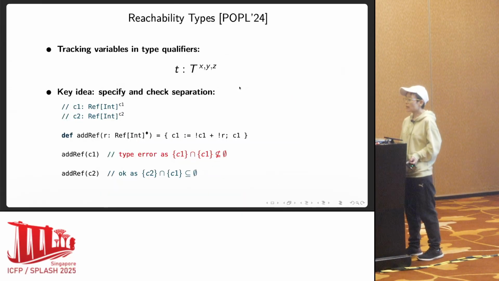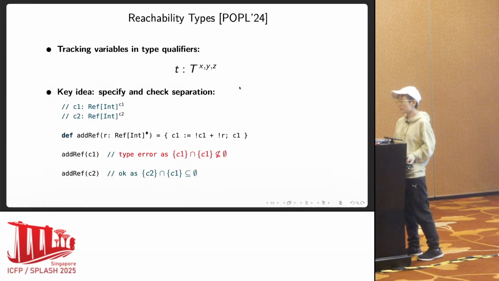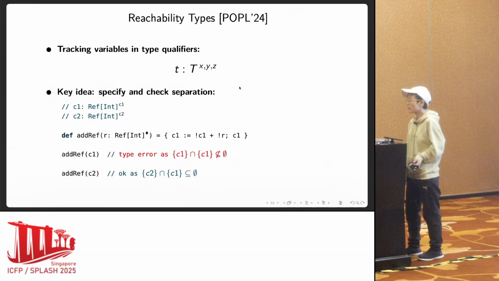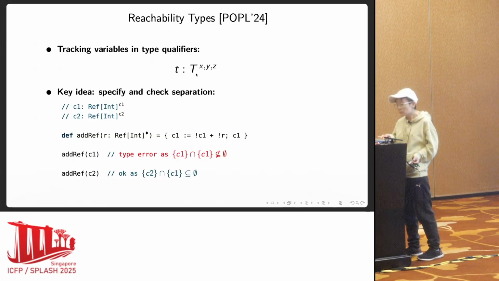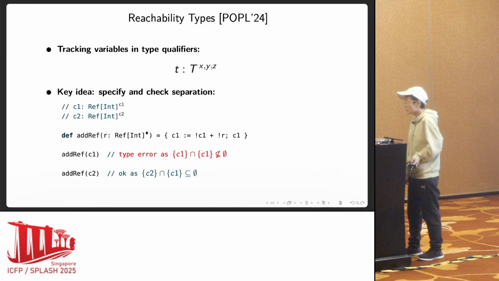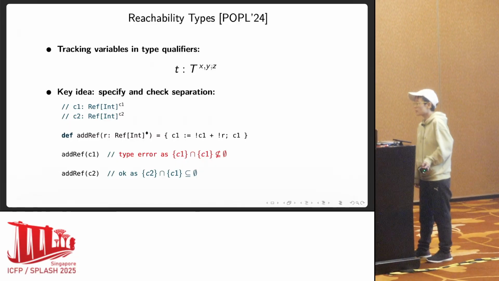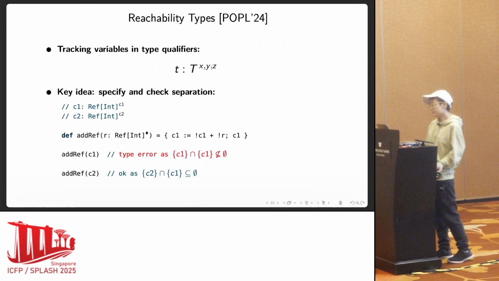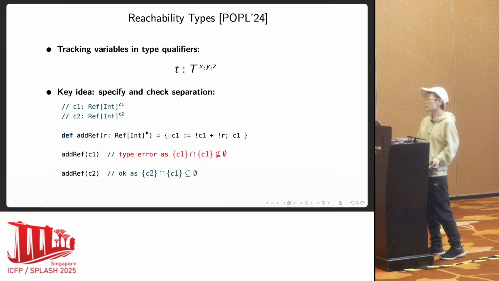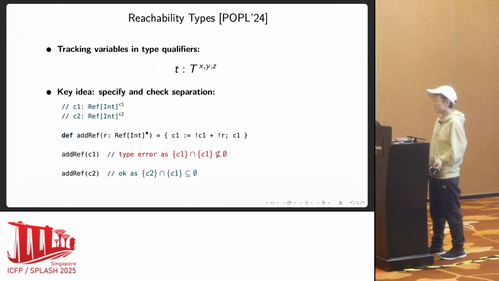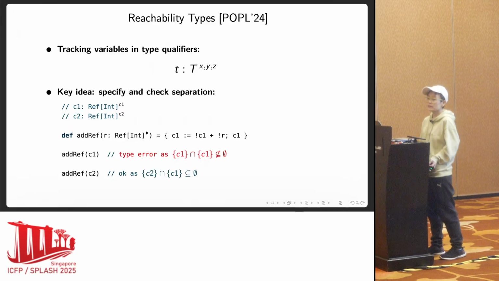Now let's have a quick overview of reachability types. Our types track variables in type qualifiers. Here the type means the evaluation result of type T can be reached by variables x, y, z, but not other locations that refer to other variables. One of the key ideas of reachability types is to allow users to specify separation.